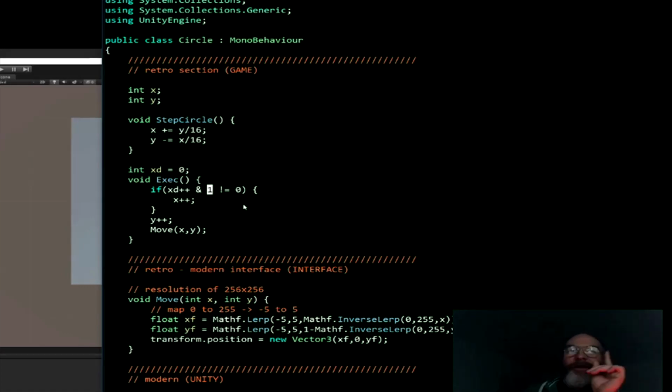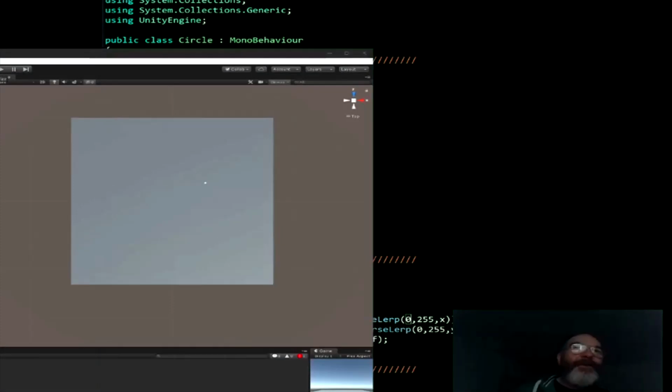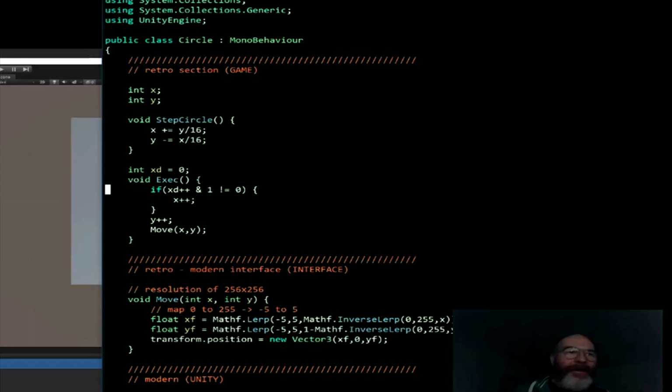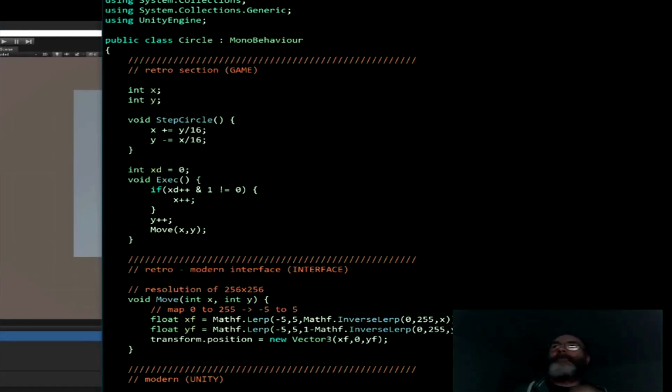So what you do is you do xd++ here, and this returns whatever the value of xd was before it was incremented, and it checks to see if the 0 bit is set or not. And if it is set, it increments x. So basically it says increment x every other time. And if we do that, then suddenly you can have a compiler error just for you. What have I done wrong? The compiler really doesn't like this. The AND operator cannot be applied to operands of type int and bool.